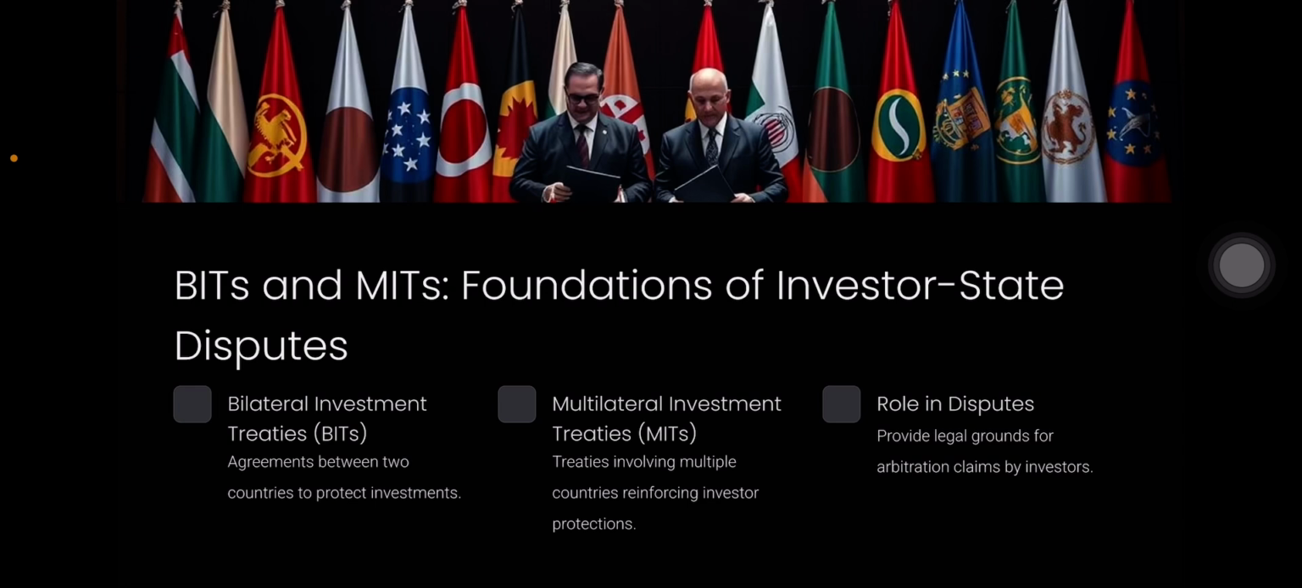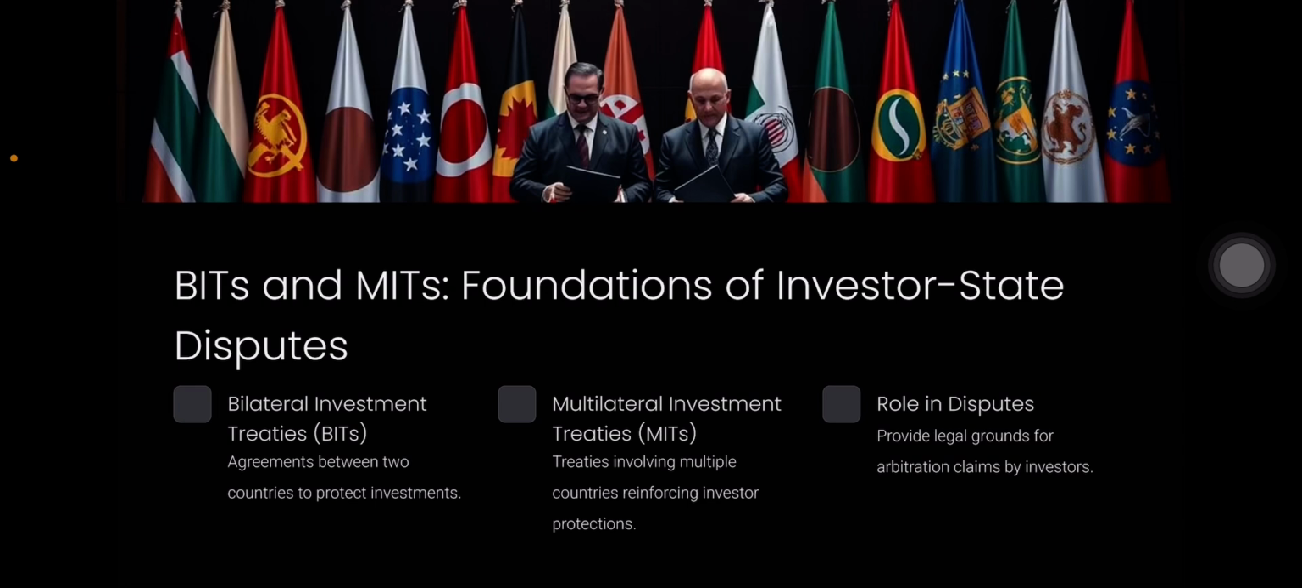The next is bilateral investment treaties and multilateral investment treaties. Bilateral investment treaties are agreements between two countries. They establish rules and protections for investors from one country operating in the other. And the next is multilateral investment treaties. Multilateral investment treaties involve multiple countries and offer similar protections on a broader scale.